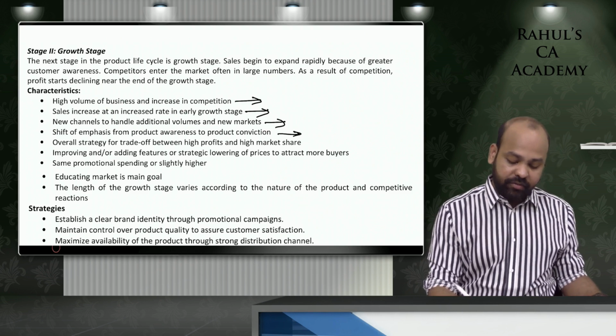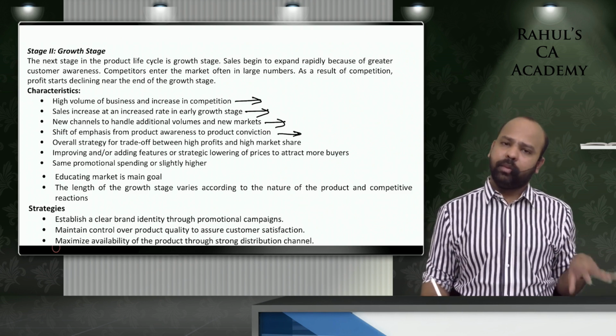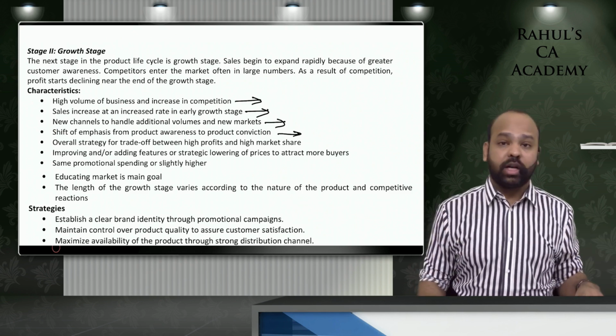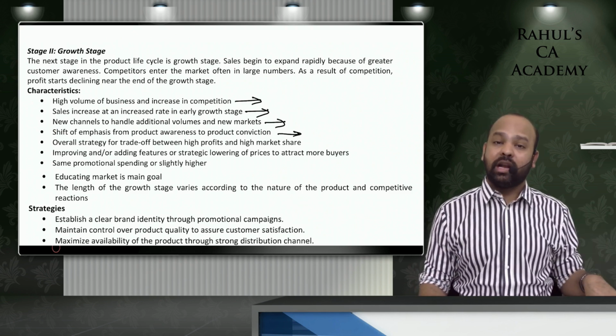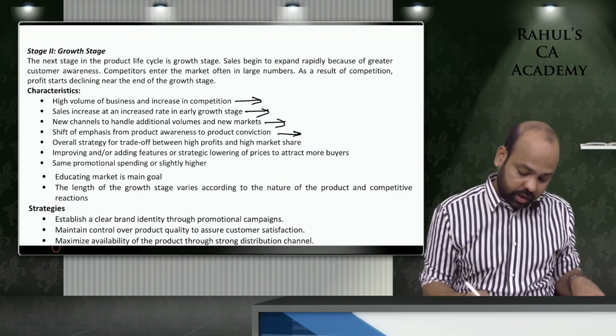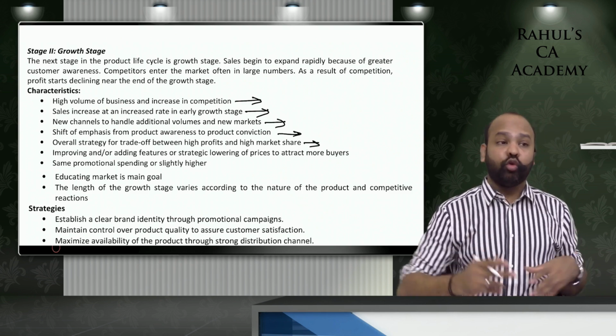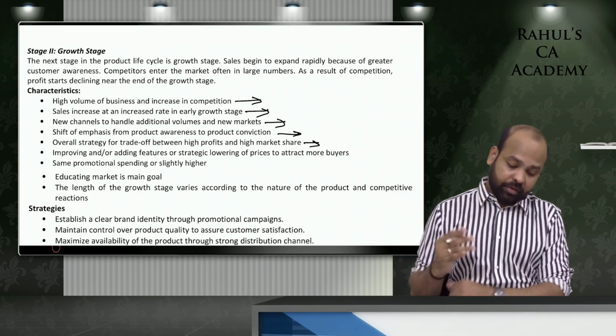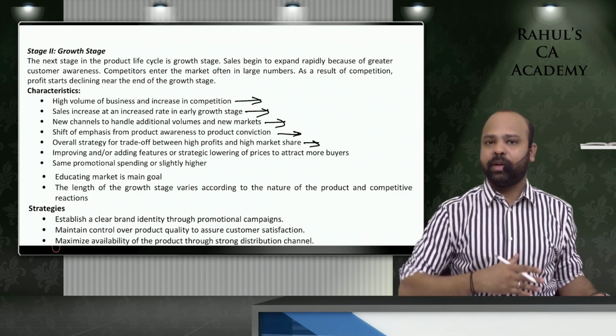Shift of emphasis, beta, from product awareness to product conviction. Product sabko malum hai, beta. Now you're trying to convince the customers. First, beta, your objective was to ensure that customers know you exist. Now you're trying to tell them we are the best. We are the best. That is product conviction, guys. Overall strategy, what you want, beta, here is most important. Do you want a very high market share or do you want high profitability? You will have to trade off somewhere between them, guys.